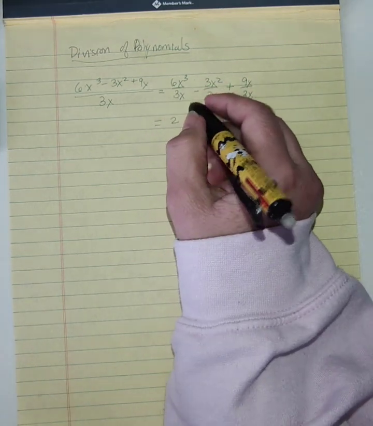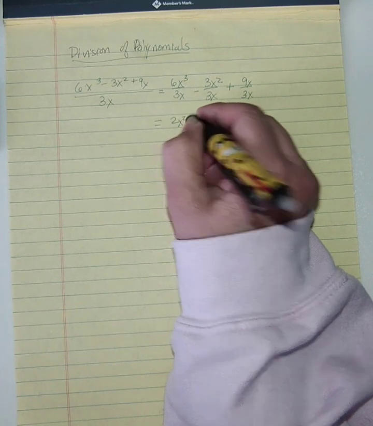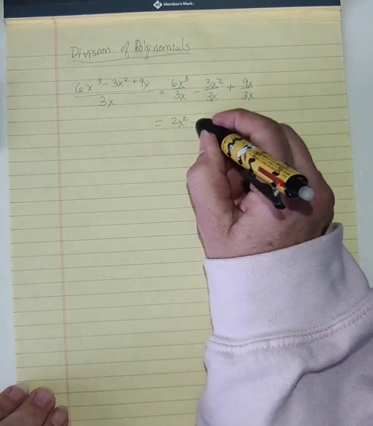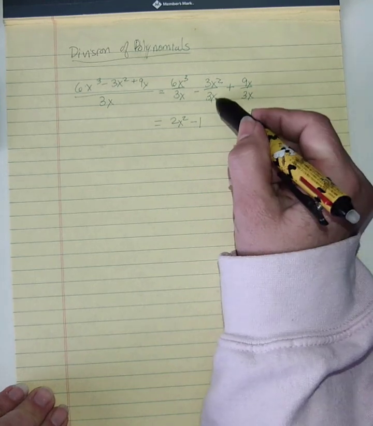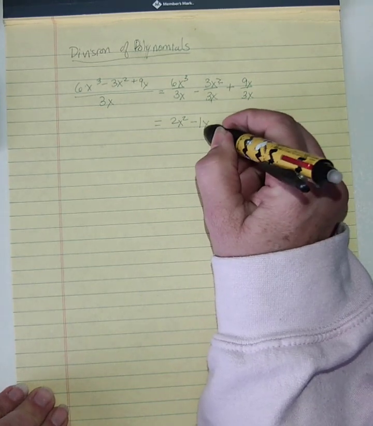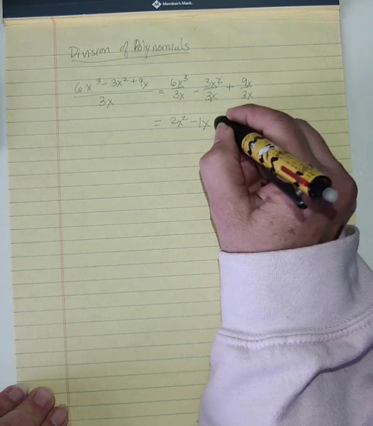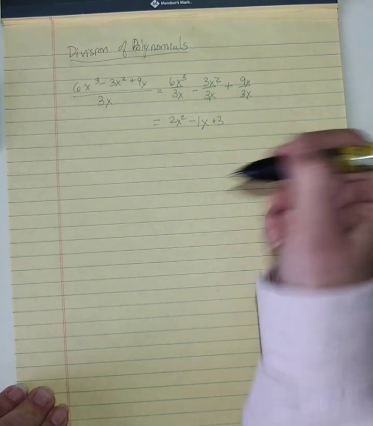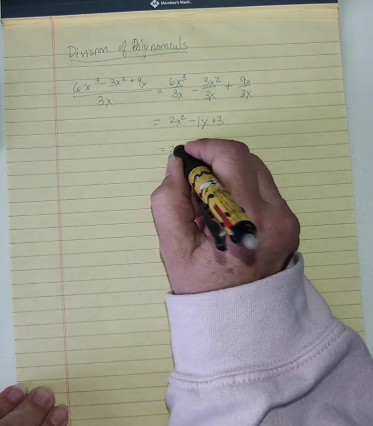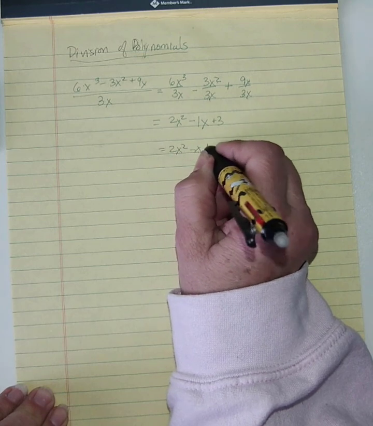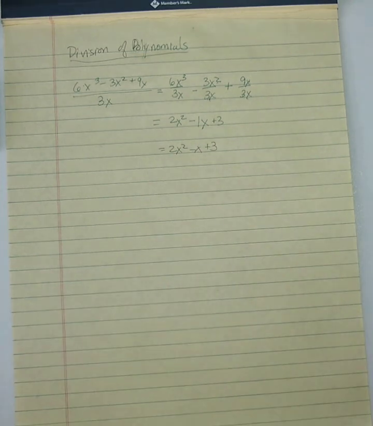X goes into x cubed, leaving me 2 x's. 3 goes into 3, leaving me 1. X goes into x squared, leaving me just an x. 3 goes into 9, 3 times. x goes into x, leaving me 1. So my answer is 2x squared minus x plus 3.